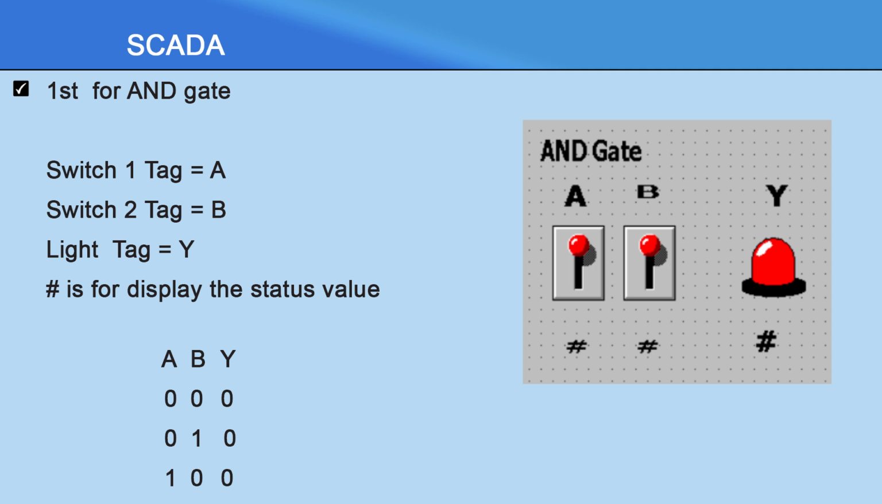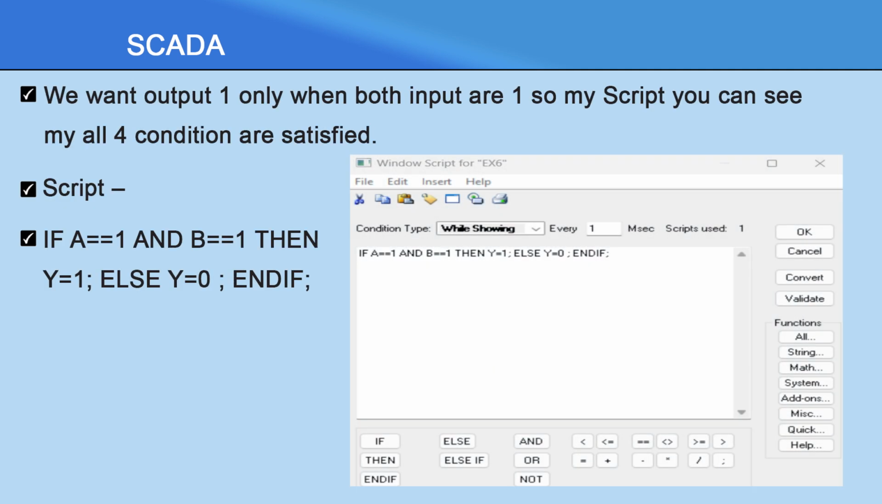So, how can we write this in the script? Simply, we can write: if A is equal to 1 and B is equal to 1, then Y equal to 1, else Y equal to 0, end if. I have written the condition for when both the inputs are 1, output will be 1. For the rest of the 3 conditions, output should be 0.